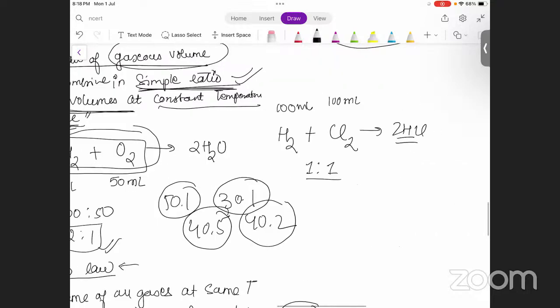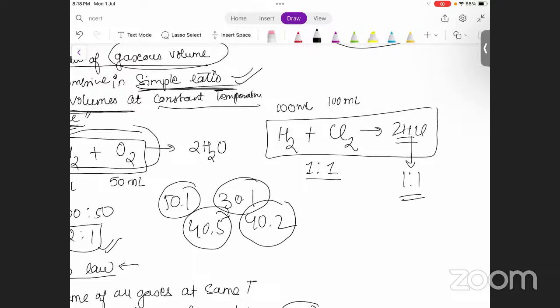No, 100 to 100 is for when you will be doing the reaction of hydrogen with chlorine, because in that you are getting HCl. Now in HCl, the ratio of hydrogen and chlorine is 1:1, right? So I'll require 1 volume of hydrogen and 1 volume of chlorine.